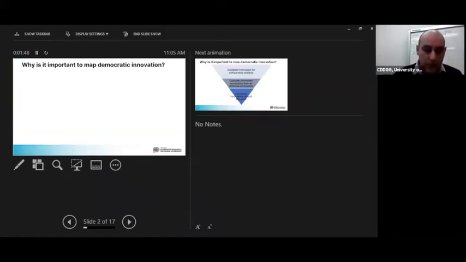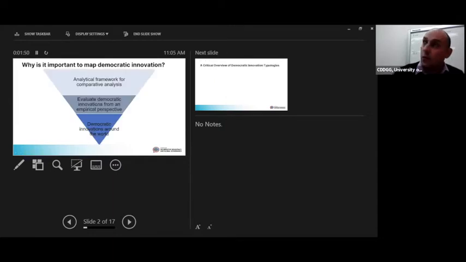So why is it important to map democratic innovation? Well, there are several reasons why we should map and create a typology of political and social items. Here I will just mention a few of them, considering a broader perspective and a specific perspective for this research. First, from a broad perspective, mapping is an important exercise to create analytical frameworks for comparative analytical targets.